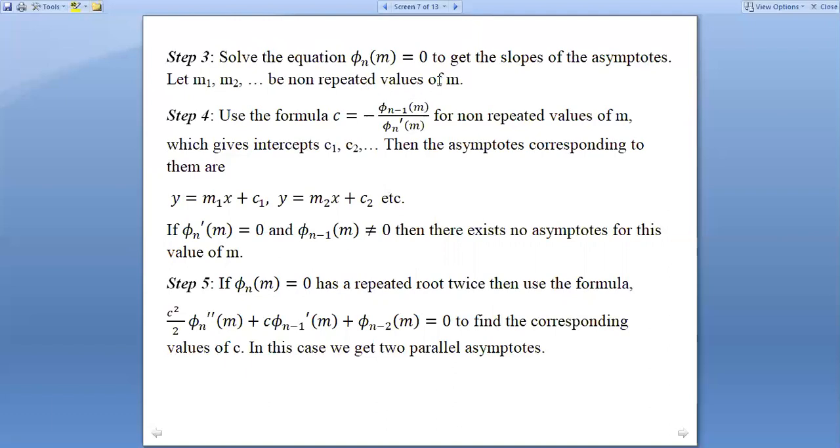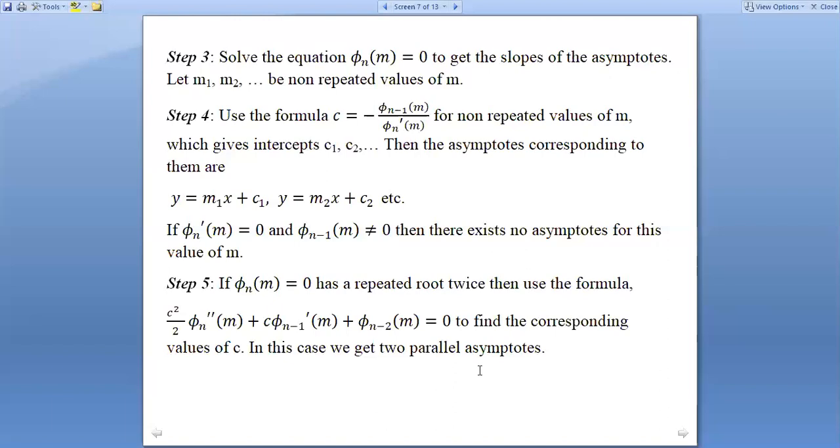When you have a non-repeated root, you use this formula: c is equal to minus phi n minus 1 of m by phi n dash of m. Suppose the root is repeated twice, then you have to use this formula, that is c square by 2 into phi n double dash of m plus c into phi n minus 1 dash of m plus phi n minus 2 of m is equal to 0, to find the corresponding values of c. In this case, you get two parallel asymptotes.